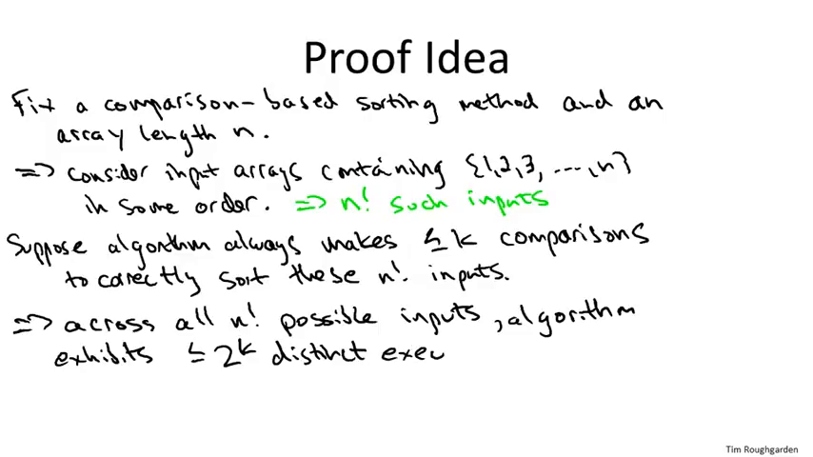So across all n factorial possible inputs, just as a thought experiment, we can imagine running this method n factorial times and just looking at the pattern of how the comparisons resolve. Right? For each of these n factorial inputs, we run it through the sorting method.